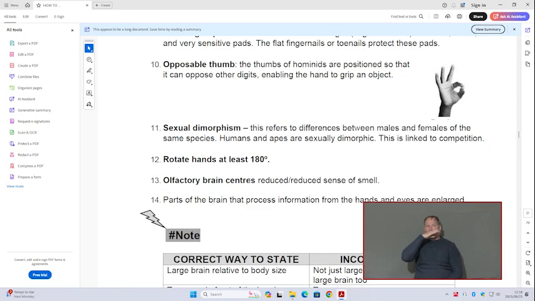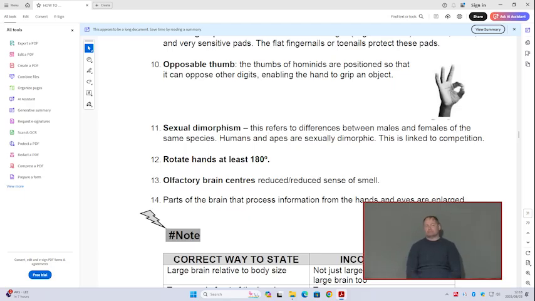Then we have rotating hands at least 180, and then our olfactory brain centers are reduced, meaning the sense of smell of us as well as the great apes is reduced compared to other species. And the last one is that part of the brain that processes information from the hands and the eyes, they are enlarged. So these are all the 14 characteristics that you must know that we share with other primates.